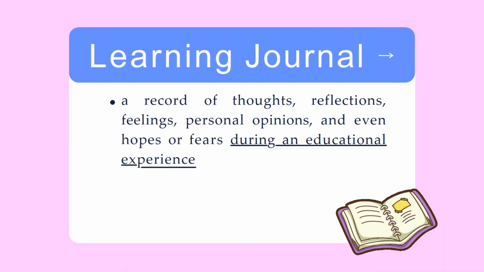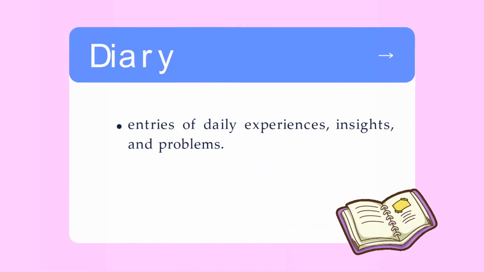In Learning Journal, you write down what you've learned and your realizations while learning. We've already differentiated diary from journal. Again, diary is a type of journal entries of daily experiences, insights, and problems. For example, I saw my crush today. He's wearing khaki shorts and a navy blue shirt. He even waved at me.